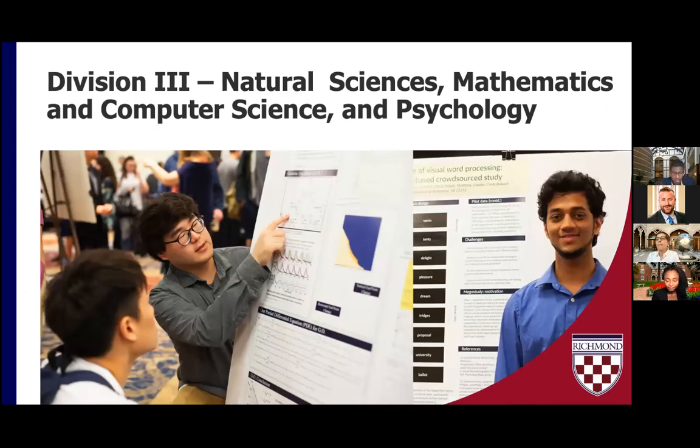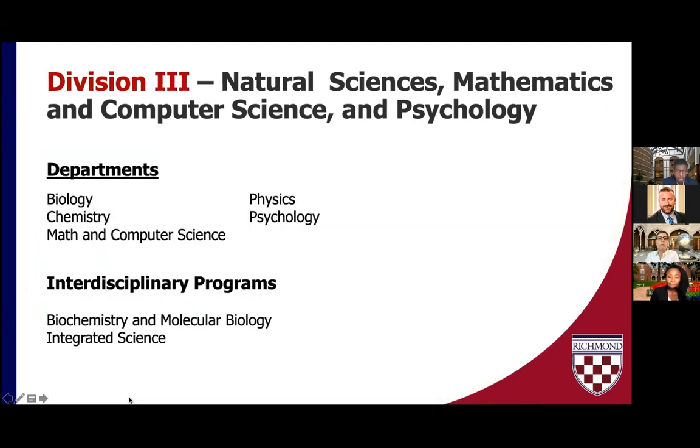Hi, everyone. Thank you very much, Manuela. So Division 3 assembles the departments in the natural sciences, which include biology and chemistry and physics, along with mathematics and computer science and psychology, as you see here.